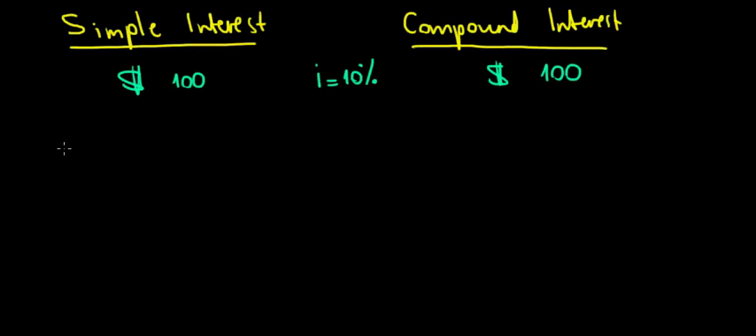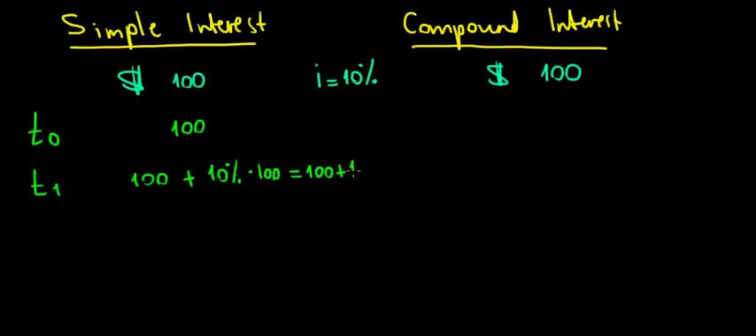We have $100 now. Usually we know that as T0, right? Time now. We have $100. Now, what happens 1 year from now? T1. How much money will we have? Well, we will have the $100 initially, plus 10% from $100. So we will have 10% multiplied with $100. And that's equal to 100 plus 10, which is $110.